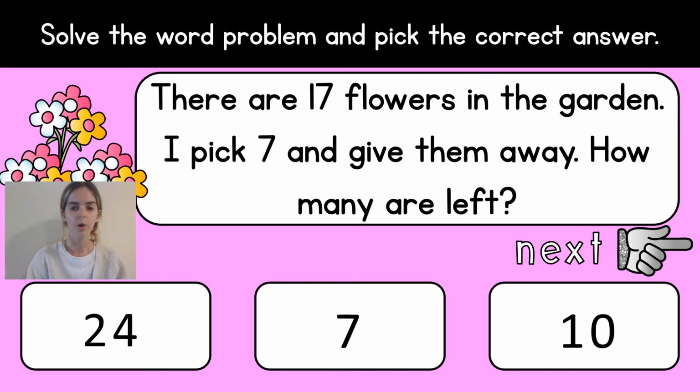Now remember our word problem said there are 17 flowers in the garden and I pick 7 and give them away. How many do we have left? And our answer is 10. Fantastic job, everyone.